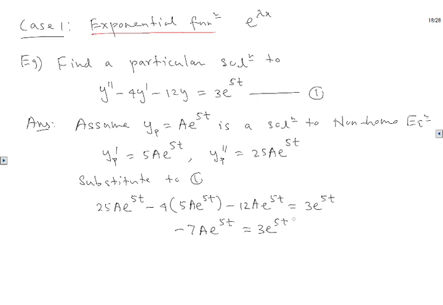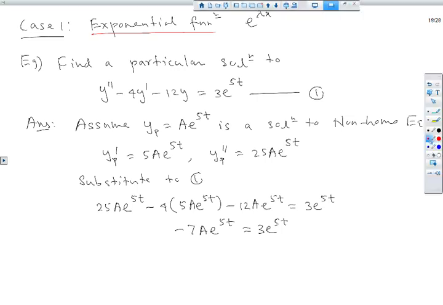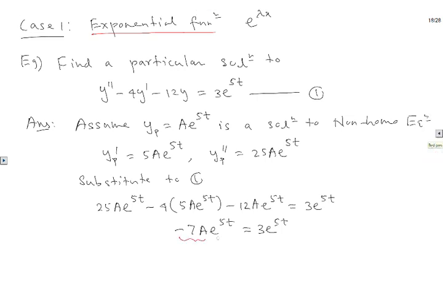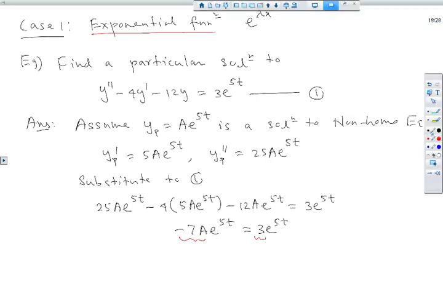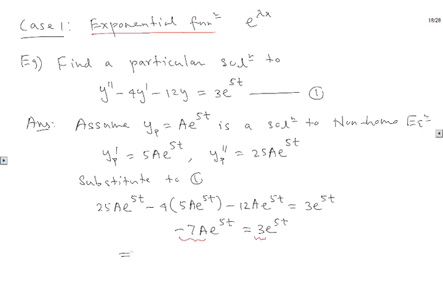So the only way this is possible is if you match this term to the other side. So just match the two. That implies that negative 7a has to be equal to 3. In other words, a is, if you divide, negative 3 divided by 7. That's what you get. So that means we find that undetermined coefficient. It has to be negative 3 over 7.